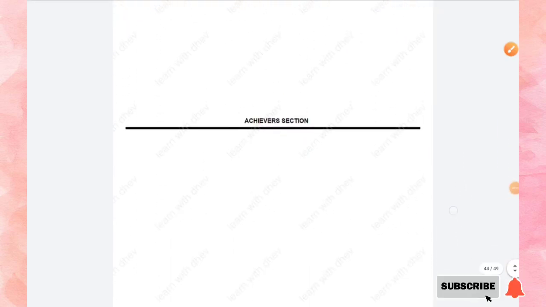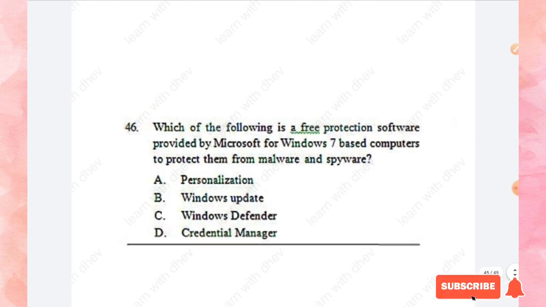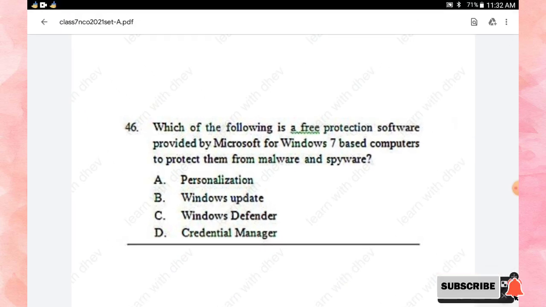The next section is Achiever section. Question number 46. Which of the following is a free protection software provided by Microsoft for Windows 7 based computers to protect them from malware and spyware? Option A is personalization. Option B is Windows Update. And option C is Windows Defender. And option D is credential manager. The right answer is option C, Windows Defender.